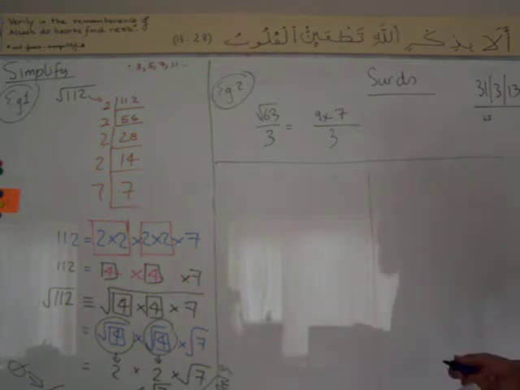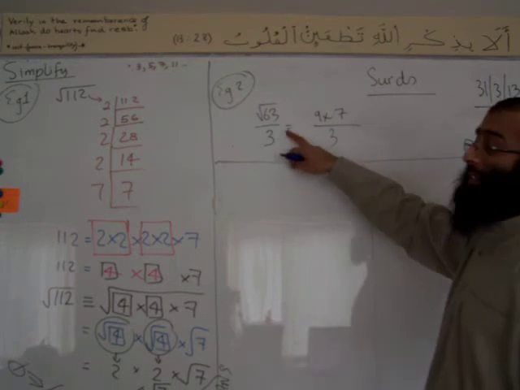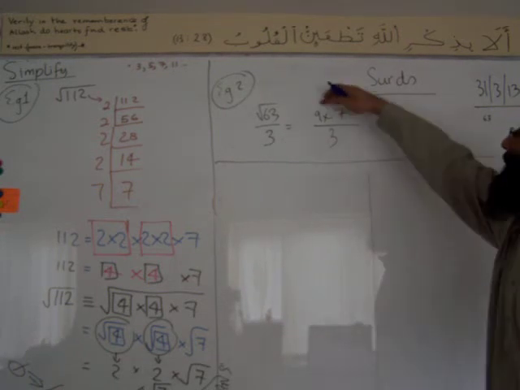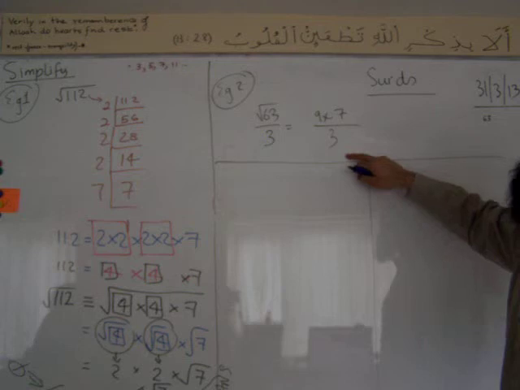Okay, we just have to change our position in the classroom. So root 63 over 3, so we have 9 times by 7 divided by 3.